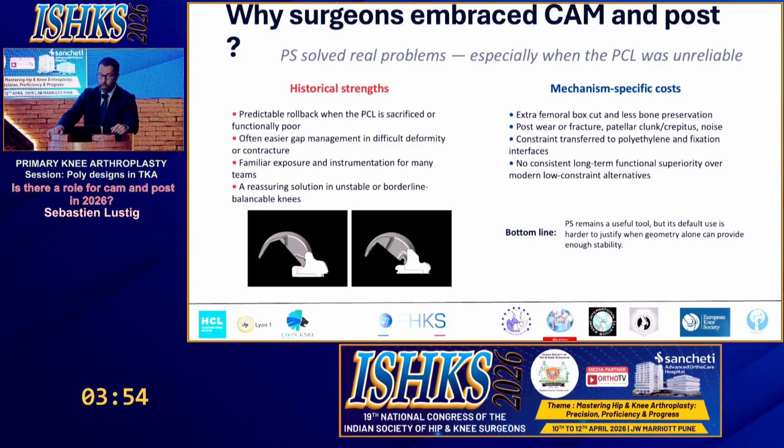The problem is there is an additional box, and it's less preserving on the femur. It's a problem, especially for osteoporotic patients. Yes, there is a risk of wear of the post and eventually fracture. We know that the clunk is very specific to that design. There are some constraints transferred to the polyethylene, so you need good poly quality. And the fixation interface could also be at risk. And also, to be very honest, there is no consistent long-term superiority proven for this particular design compared to the other alternatives. So in summary, it's useful, but there are a little bit of downsides to use it.